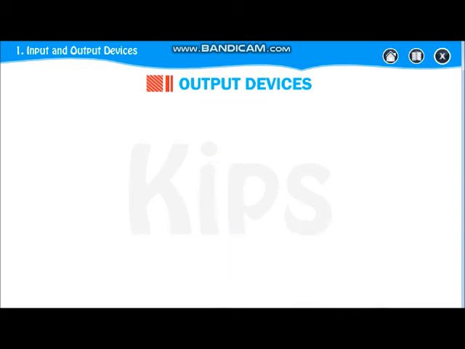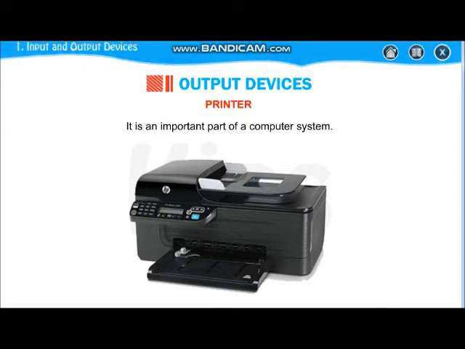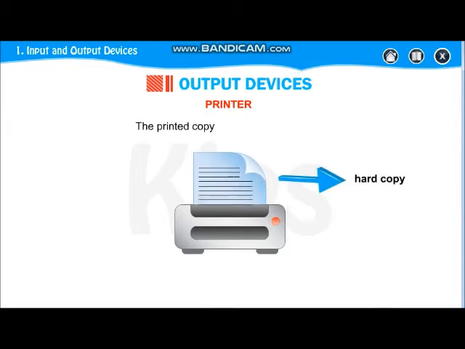So speakers are an output device. A printer is again an output device. The output comes on the paper and this output is known as your hard copy. When it is printed on the paper, it is called your hard copy.